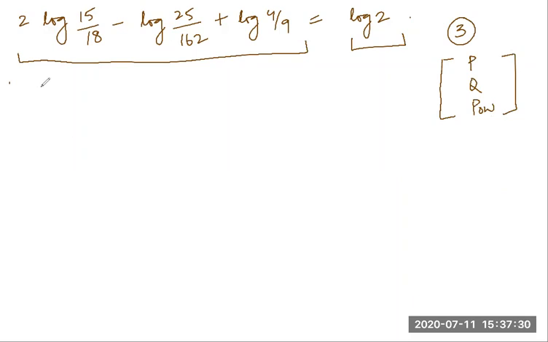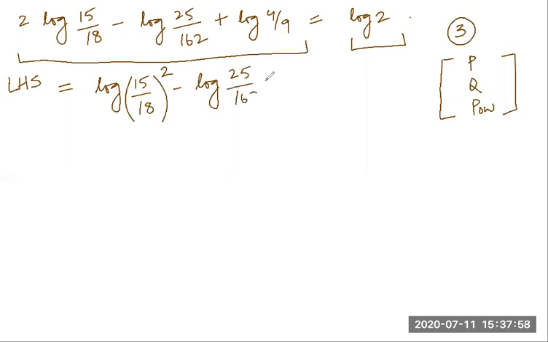So firstly, we can use the power law. We can write log 15 upon 18, minus log 25 upon 162. So this 2 can go to the power, because this is from sir. Minus comes log 25 by 162, plus log 4 by 9. Am I right? Right. Okay.